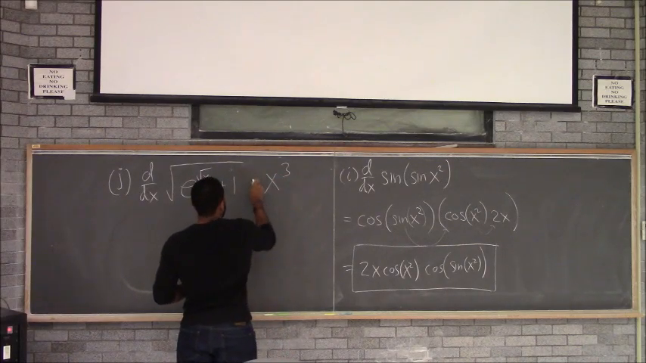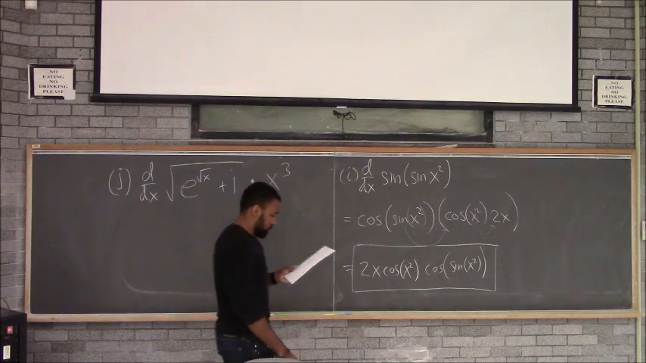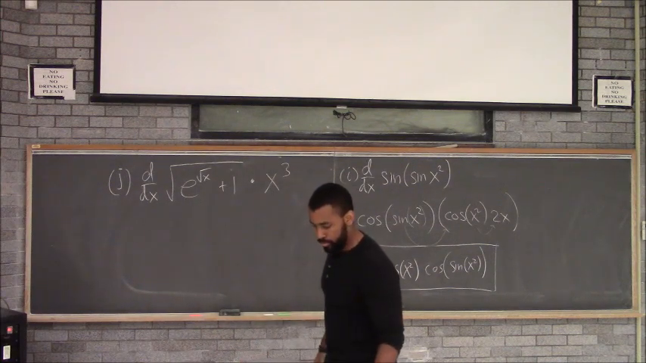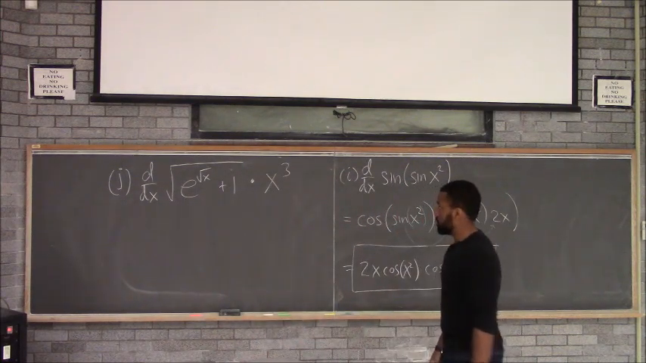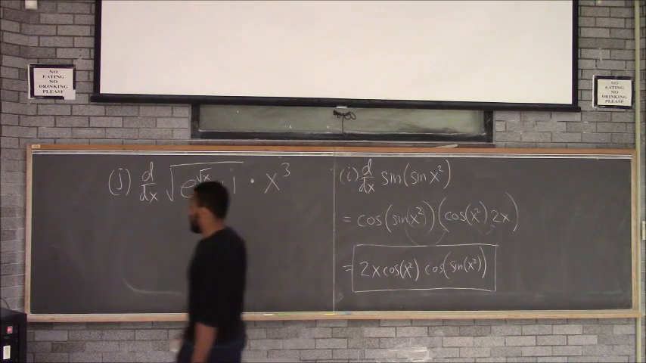This x cubed is not under the radical, it's small. Okay, now how would we do this one?